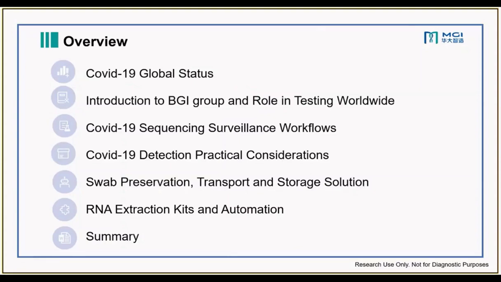So I have laid out the talk where I will first quickly go through the COVID-19 global status, introduce you to BGI as a group and our role in testing worldwide. Then, as I mentioned before, I will introduce sequencing surveillance workflows for COVID-19. Then I'll talk about practical considerations for detection and surveillance of COVID-19, and then get into more details about what is exactly required to perform COVID-19 detection and surveillance really well to get the best results. And that involves swab preservation, transport and storage. It involves RNA extraction kits and of course the automation to support the current needs. And then I will summarize.